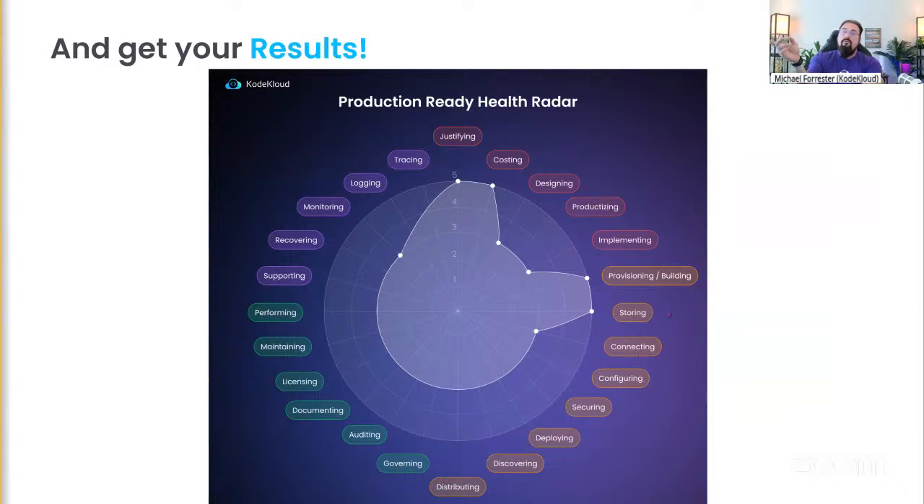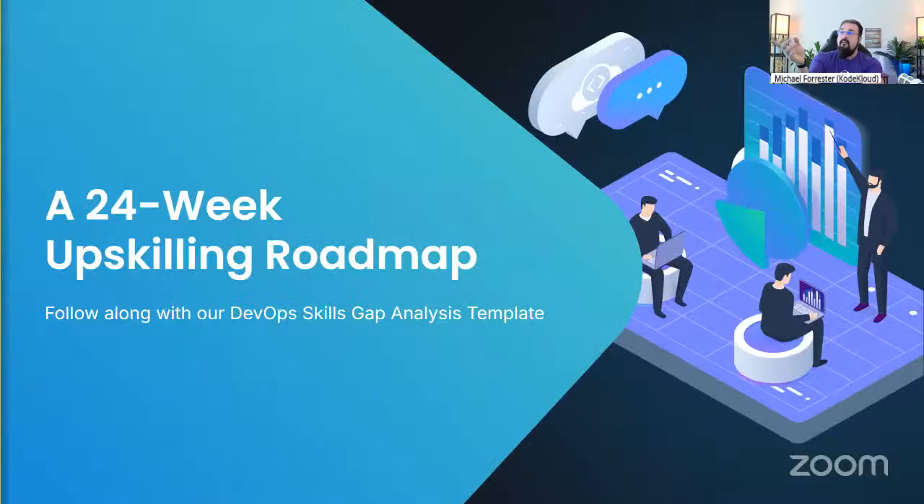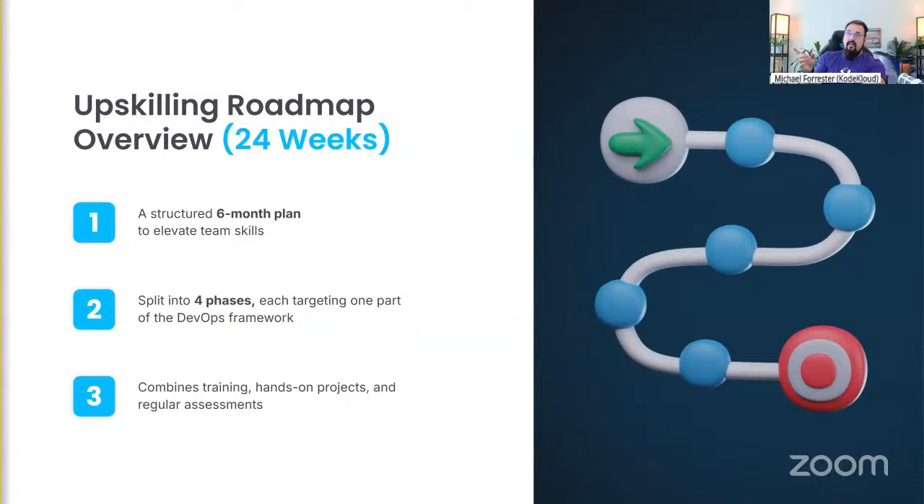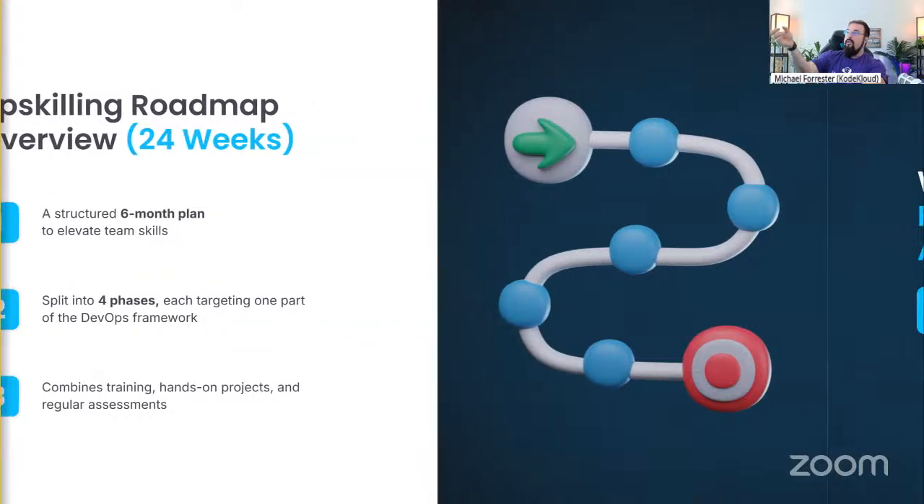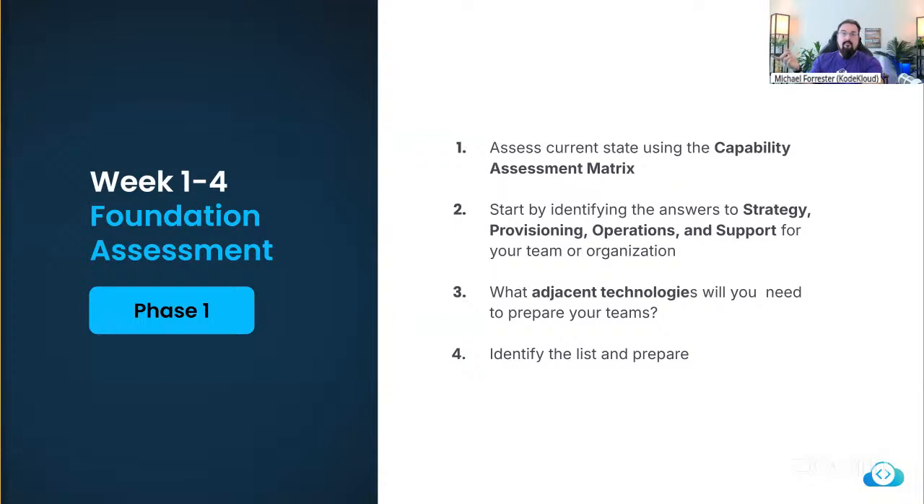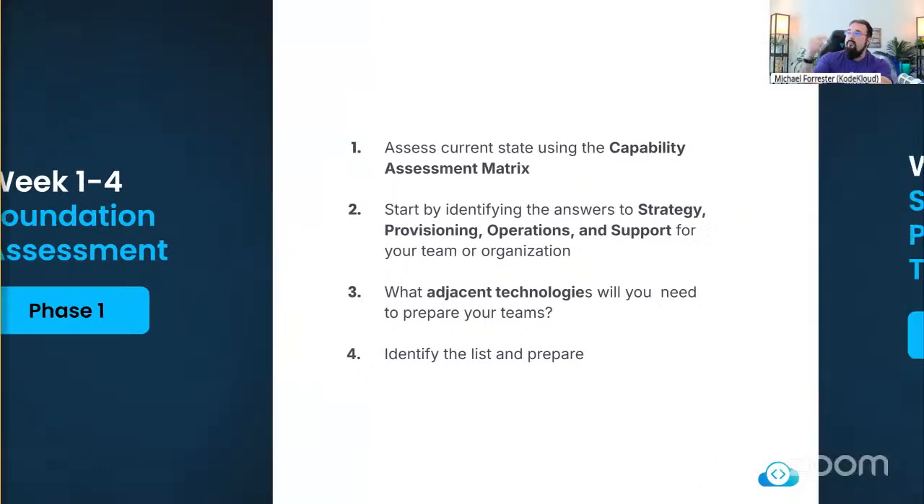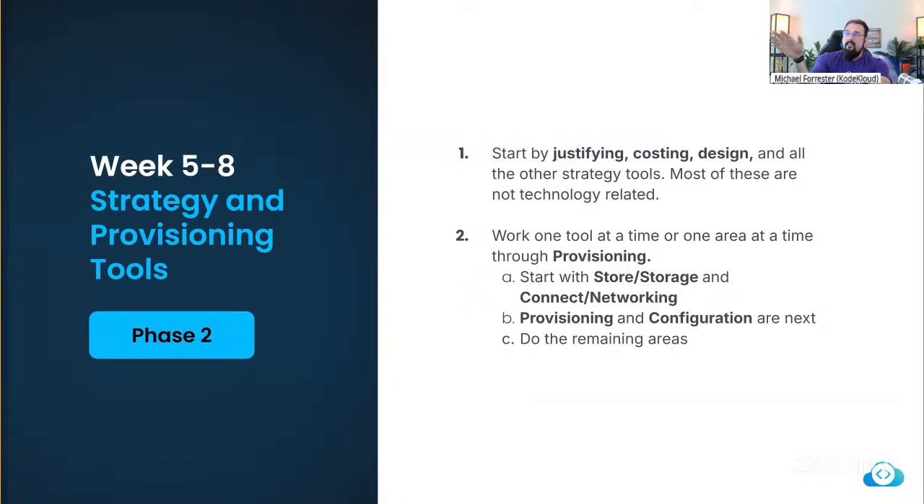So what would you do with this? What is a suggested plan for how you might follow this? Well, let's take a look. We do have a suggested upskilling roadmap, which starts with, hey, why don't we first just do the assessment? Let's figure out where we're strong. Let's figure out where we're challenged. And are there any adjacent technologies? Because if we're doing Kubernetes, there could be more technologies that we have to do. So let's identify that list and let's prepare. And then for the next 4 weeks, let's figure out how to get the strategy verbs and the provisioning verbs.